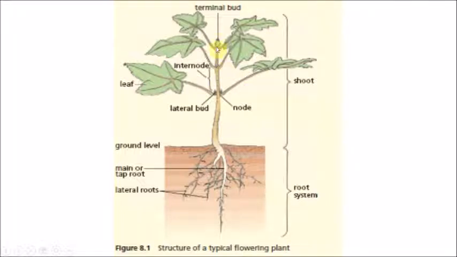Now, the terminal bud is the one at the top, and the lateral ones grow off the stem and they can grow different things. A node is where a bud would be, where a bud would develop into something. An internode would be the distance between two nodes. The last thing is you've got the leaves here, which are used for photosynthesis.